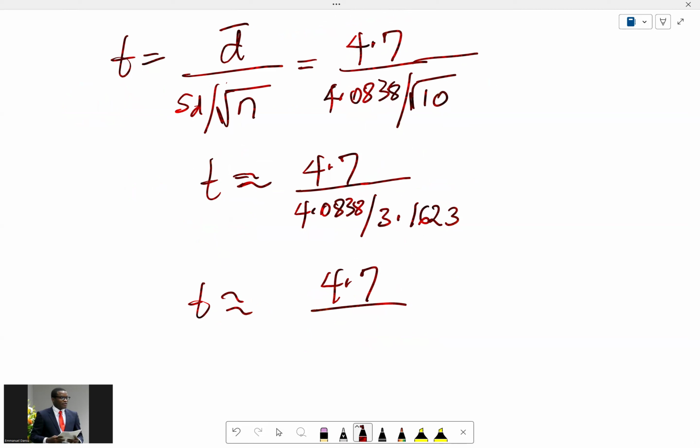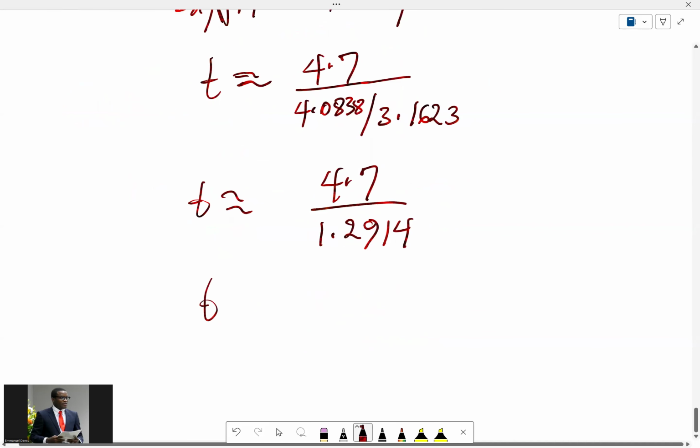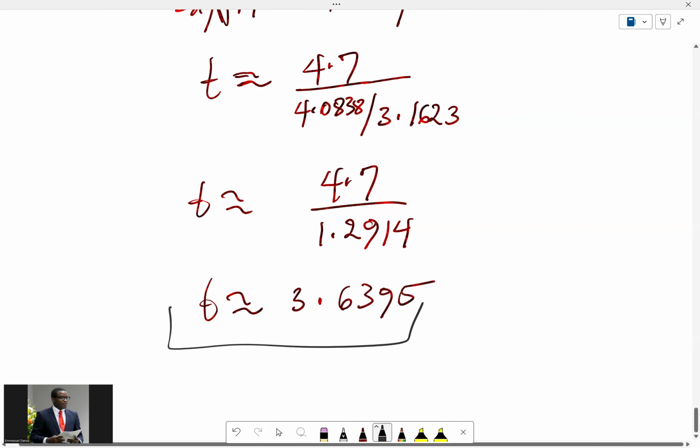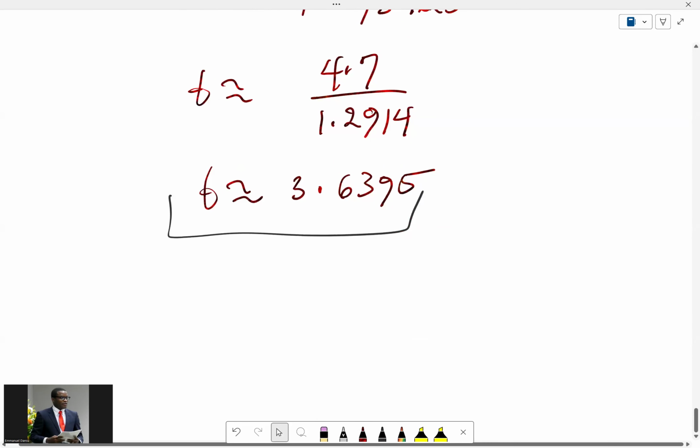That is 1.2914. So t is approximately 4.7 divided by 1.2914, and that is approximately 3.6395. That is our test statistic. Okay, so the next thing is to get the degree of freedom, I think.